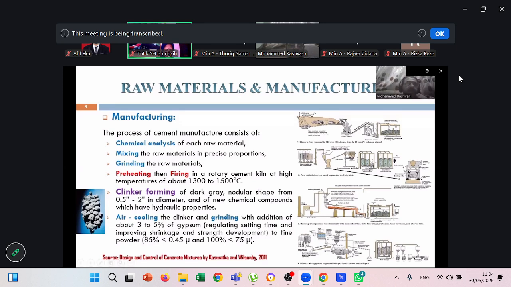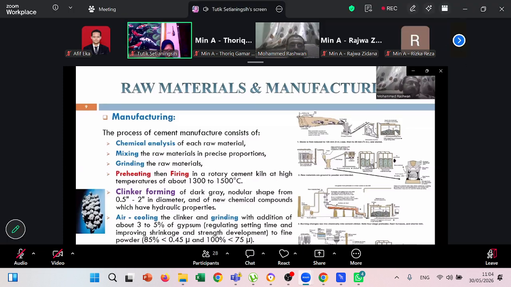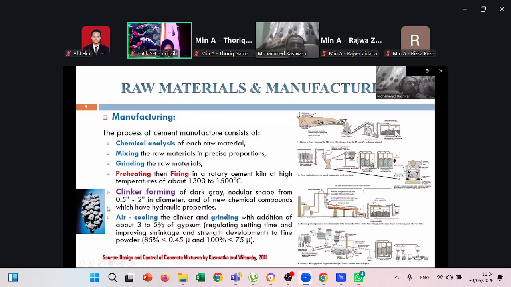This figure shows a clinker of dark gray nodular shape, and the diameter of this clinker ranges from 0.5 to 2 inches. This clinker has new chemical compounds different from the original raw materials, and we will speak about these components later on. The clinker is very hot, and then air cooling and then grinding.